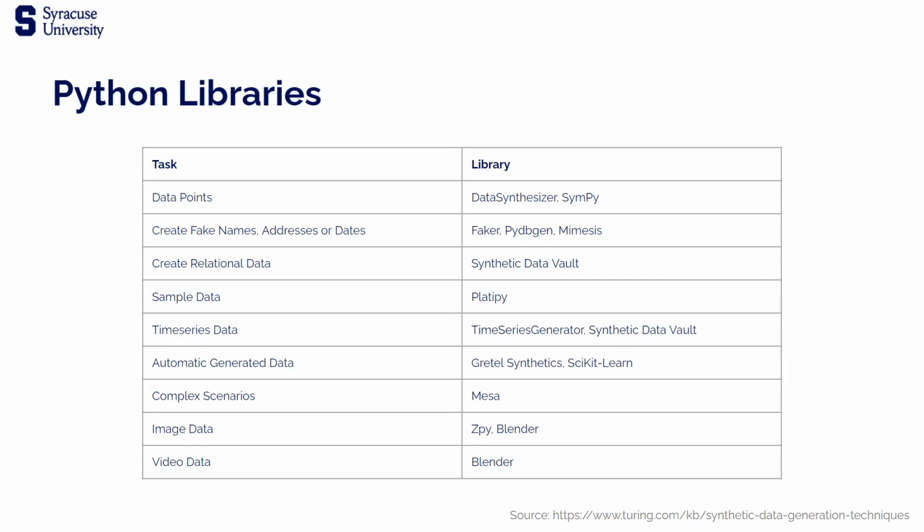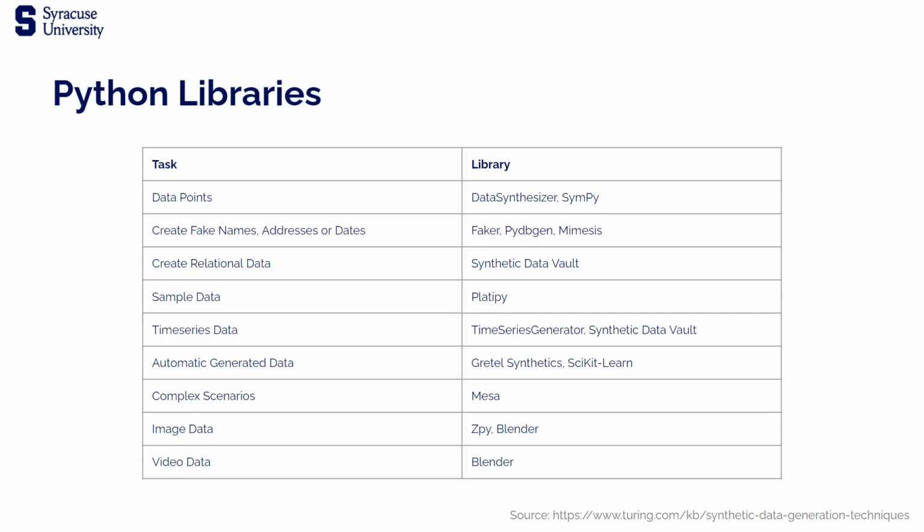If you're looking to create relational data, you can use Synthetic Data Vault. For sample data, Platypy is useful. The example I saw with Platypy was that it was able to take X-ray images, medical X-rays, and classify different body parts within the image. That was really interesting. I didn't dive into that one too much because it's kind of out of the scope, but it did catch my attention. It was really interesting to see how it could do that.